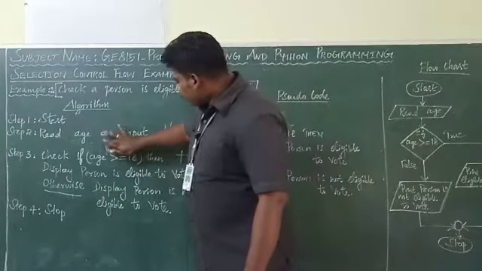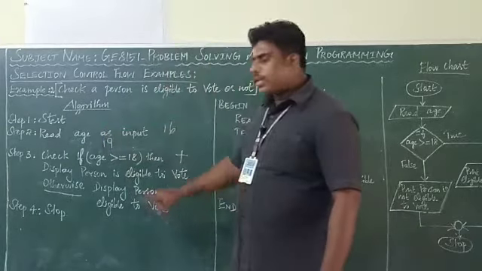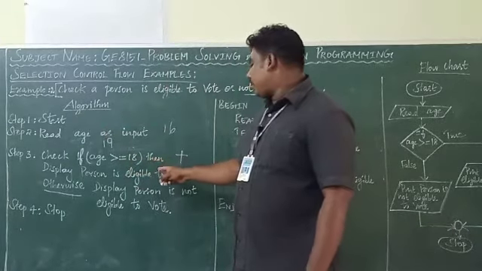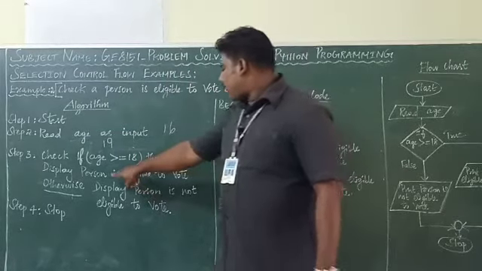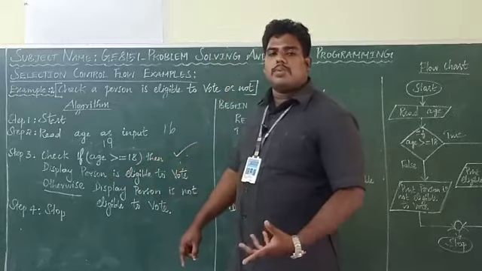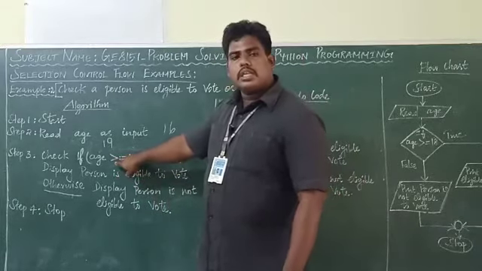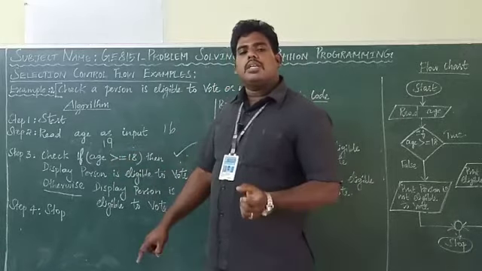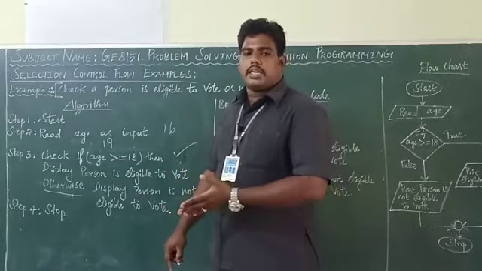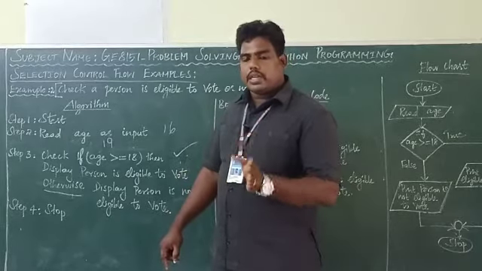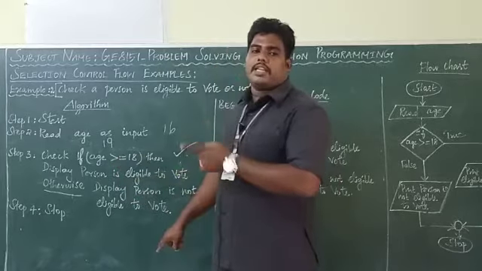Suppose the age is 19, what will happen? 19 is greater than or equal to 18. At that time, this condition is true. At that time, it will print that he is eligible to vote. Here there is only one condition. What is this? Greater than or equal to. Either he is 18 or more than 18. The person who is 18 is also eligible, and more than 18. That is greater than and equal to.